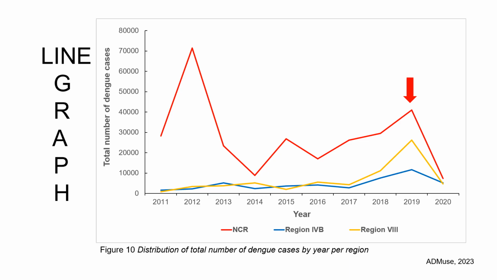A line graph is used to show changes of the variable with time. The time variable, year from 2011 to 2020, is placed on the x-axis, and the total number of dengue cases is placed on the y-axis, as noted in three regions of the Philippines: NCR, Region 4B, and Region 8. The peak that is noted in 2019 coincided with the reported dengue outbreak in most regions in the country. By 2020, there was a noted decline in the number of cases concurrent with the COVID-19 pandemic.